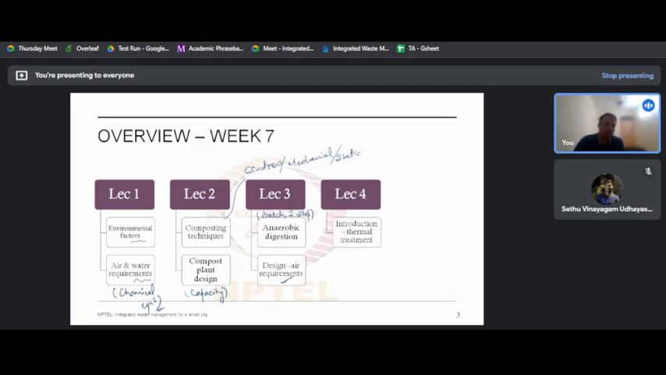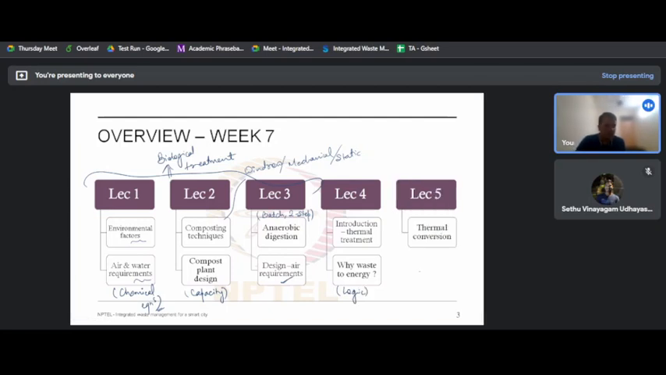The first 3 lectures were about biological treatment. Followed by this, the last 2 lectures of this week were concerned with thermal treatment. So we had the introduction to thermal treatment and then the reasoning behind why we should go with waste to energy. Coming to the last lecture, lecture 5, this was about thermal conversion. What are the benefits of thermal conversion? Also, what are the disadvantages? Why do we do it? Then what are the different processes that are used for thermal conversion?